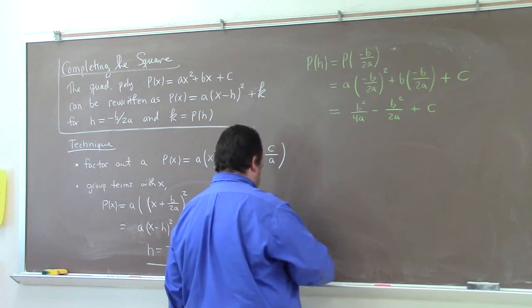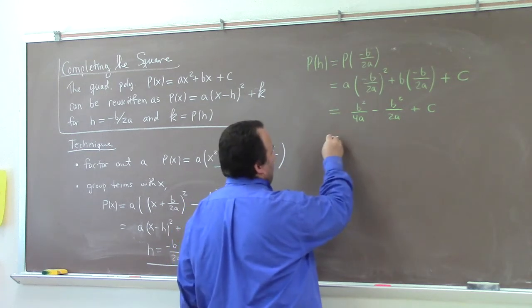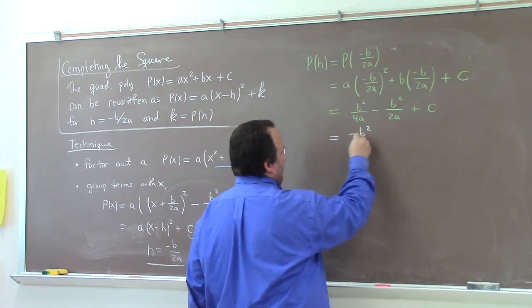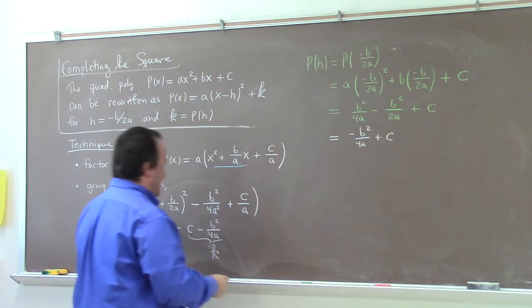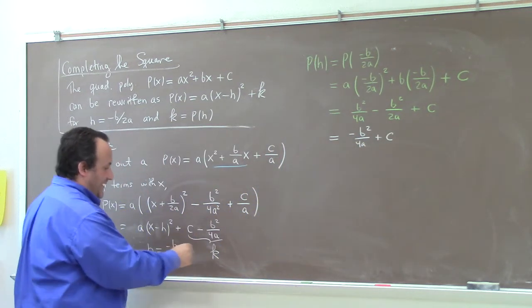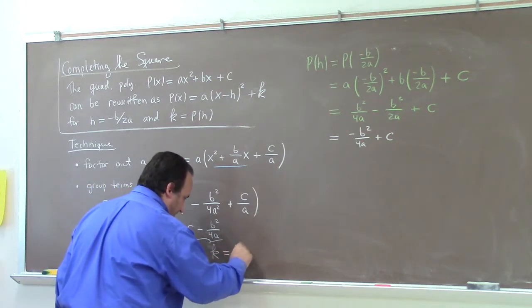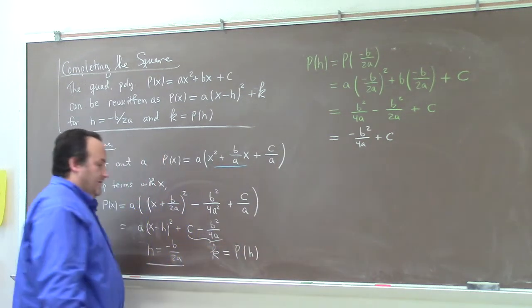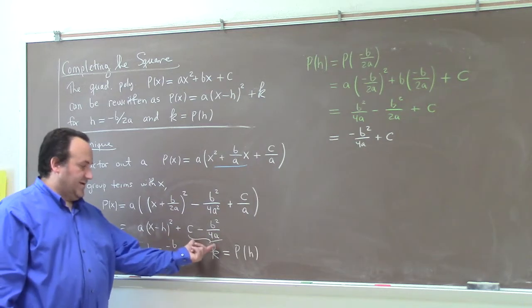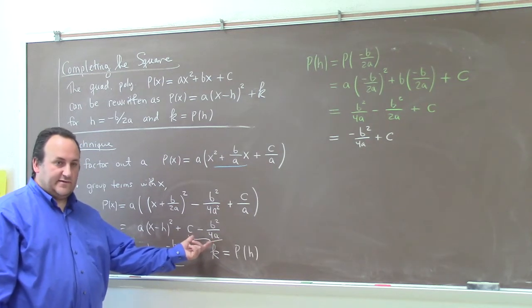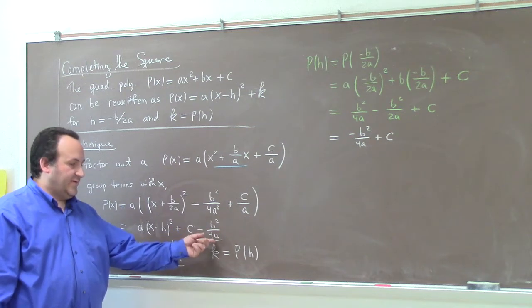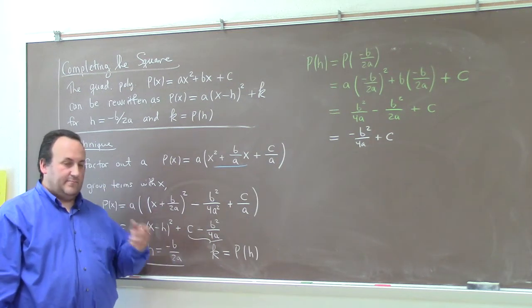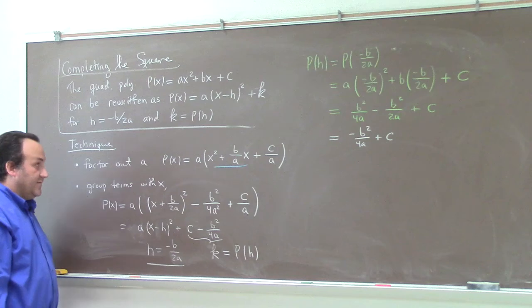Anyway, long story short, let's get on with it. Minus b squared over 4a plus c, right? So as you can see, my k is in fact equal to p of h as I said. And for what it's worth, there's a formula for k as well. You take the constant term and subtract the middle term squared divided by 4 times the leading term. That's kind of nice. That's a formula for k.